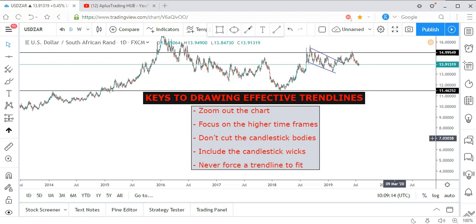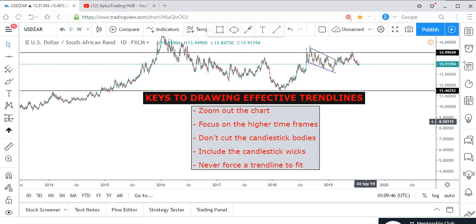Include the candlestick wicks. If you know your candlestick, the trend is very choppy and your candlestick is not properly fit, don't force yourself to fixing the trend line to fit. I believe you understand what I'm saying. Never force a trend line to fit in, and don't cut the candlestick bodies, and include the candlestick wicks. So let's look at one or two examples.